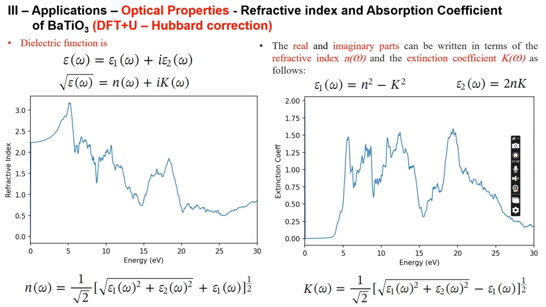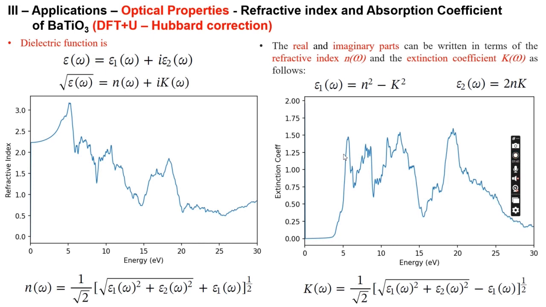This, of course, is directly relevant to the optical properties, like the refractive index and the absorption coefficients. Taking into account that these optical properties basically depend on the real and imaginary parts of the dielectric function, as shown here. Here are the values of the BTO, the values of the refractive index, as well as the extinction or the absorption coefficient, evaluated using the DFT+U, or the Hubbard correction.